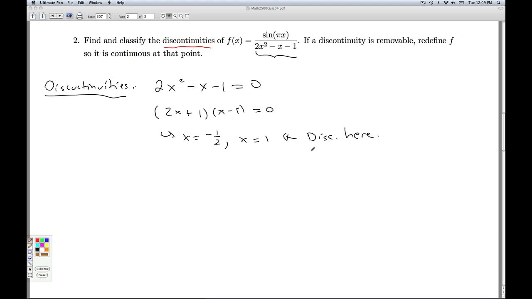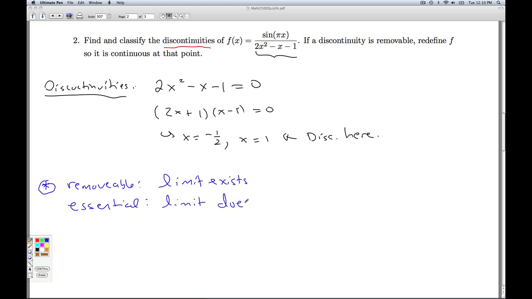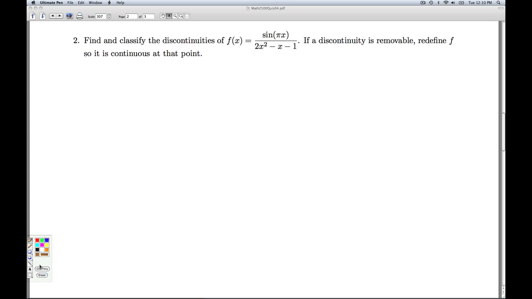Now to determine what kind of discontinuity it is, we need to look at the limit. So that's what you've got to remember. For removable discontinuities, the limit exists. For the non-removable or essential, the limit does not exist. Because to be removable, we have to essentially just be patching a hole. And for that hole to be in the right place, for us to patch it, the limit has to exist. So let's check around x equals negative 1/2.